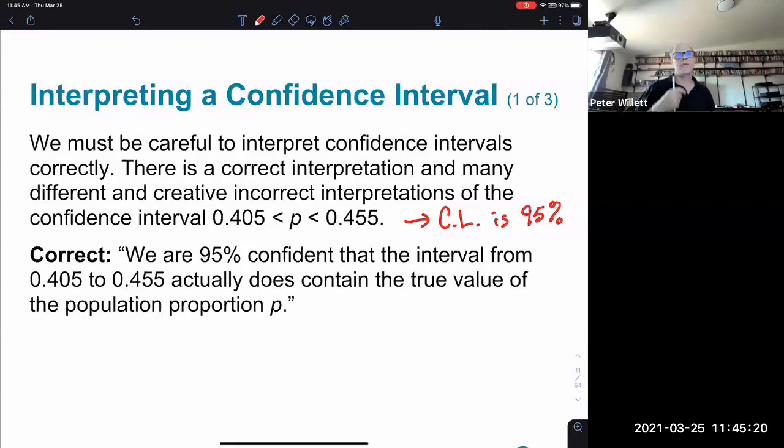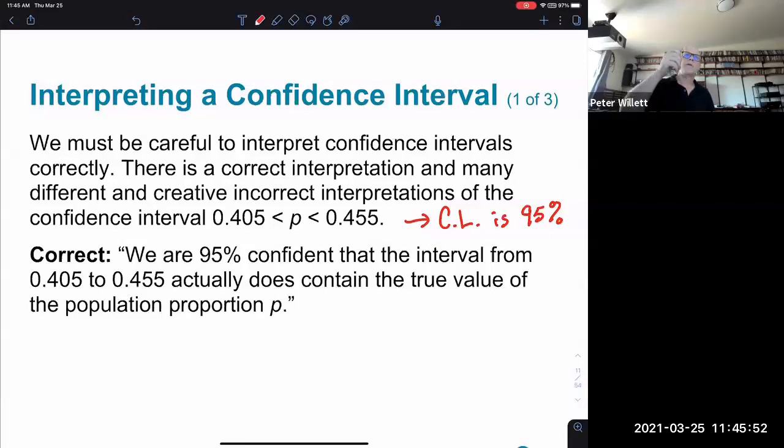So if you were given a confidence interval saying that I have a confidence level of 95%, and that my confidence interval is that P is between 0.405 and 0.455, then here's the correct interpretation of that confidence interval. We are 95% confident that the interval from 0.405 to 0.455 actually does contain the true value of the population proportion.